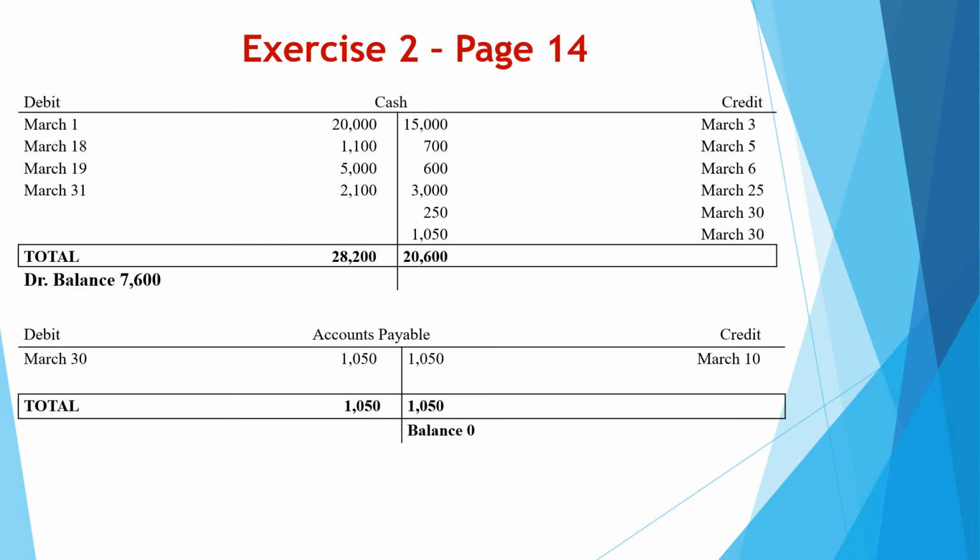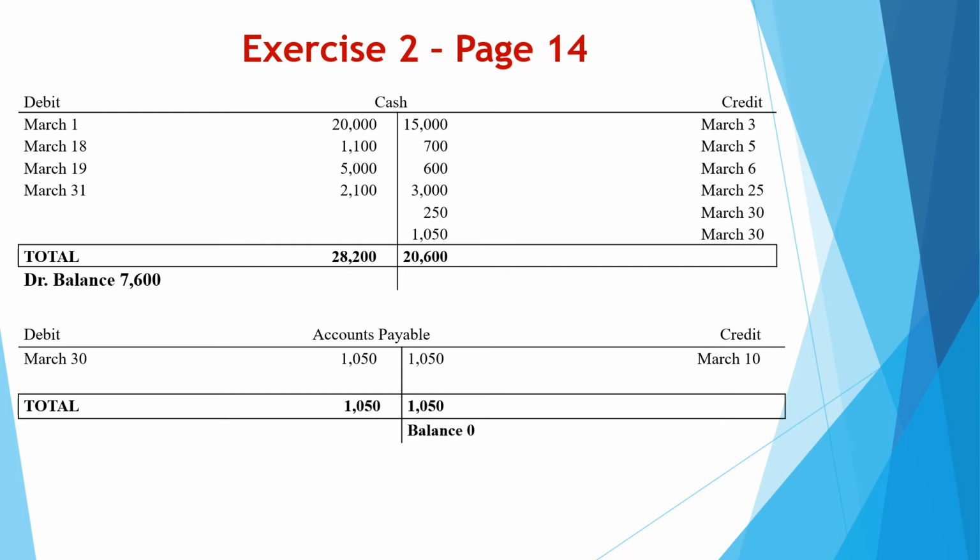and we have a debit balance of 7,600. For accounts payable, we can realize that on March 30, the accounts payable was in debit 1,050. So we put the date with the balance under the debit side, and on March 10, the accounts payable appears in credit for 1,050. So we put the date under credit with the amount. In this case, the balance is 0 since the debit side equals the credit side.